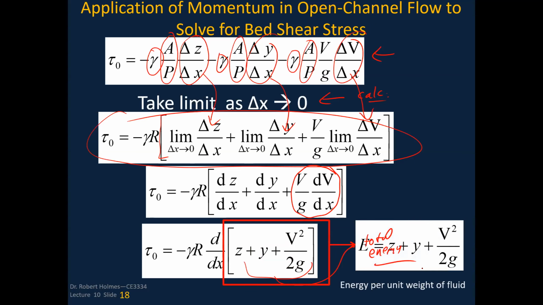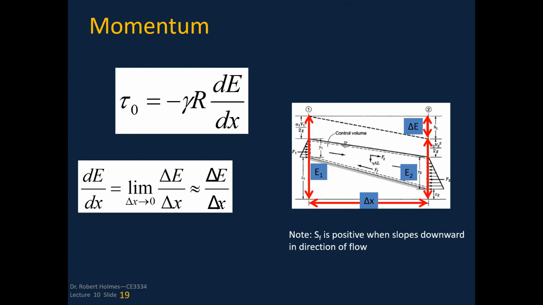And so again, this is the energy per unit weight of fluid. And now, as I go through my momentum equation, I've gotten to the point where I can express the bed shear stress in terms of minus the unit weight of the fluid. So this is unit weight. This is the hydraulic radius. And this is the derivative of the total energy with respect to x.